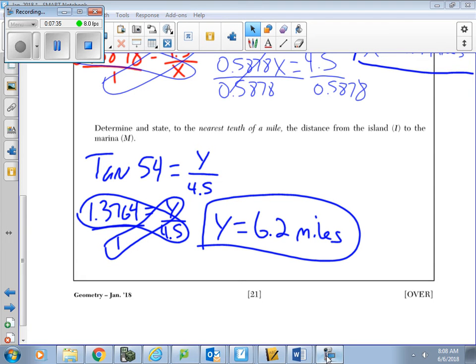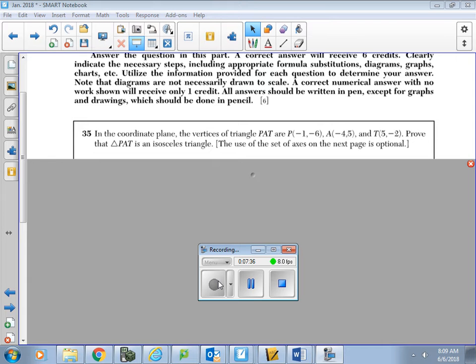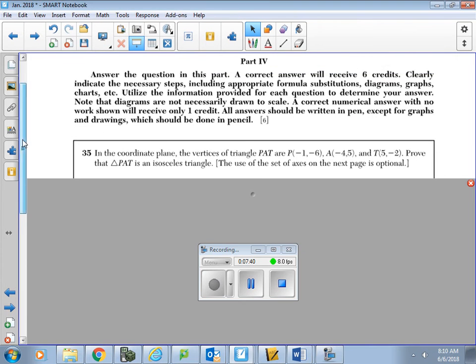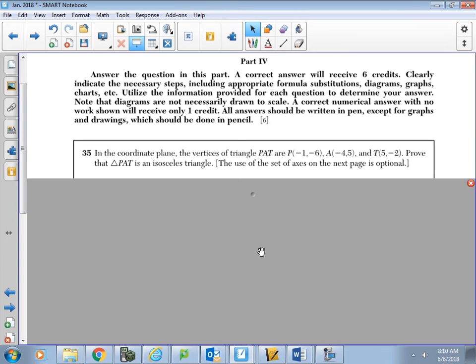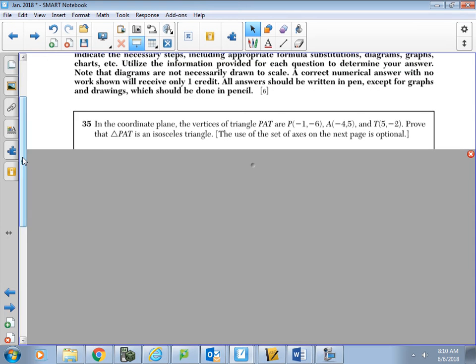And we're going to move on to the last one. All right, now we have our last problem of the exam. It is a 6-point problem, so there's a lot to it. Okay, so let's get right to it. It says, in the coordinate plane, the vertices of triangle PAT are, then we have our points here. It says, prove that triangle PAT is an isosceles triangle. The use of the set of axes on the next page is optional. We actually are going to use those. You don't have to. That's why it says it's optional.